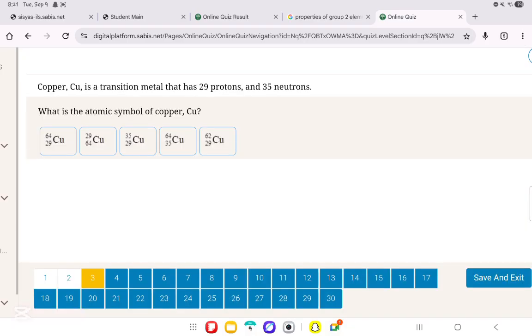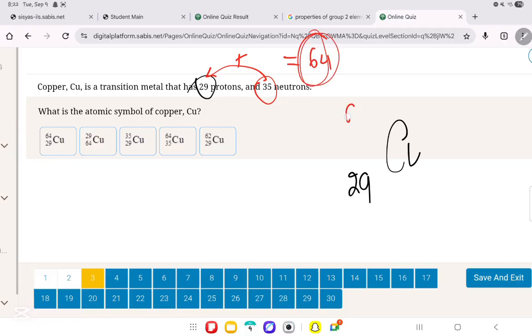Copper Cu is a transition metal that has 29 protons and 35 neutrons. What is the atomic symbol of copper Cu? First of all, it's Cu. It has 29 protons, meaning its atomic number is 29, and 35 neutrons. So if you add the neutrons and the protons together, 35 plus 29, you will get 64. So it should be 64.